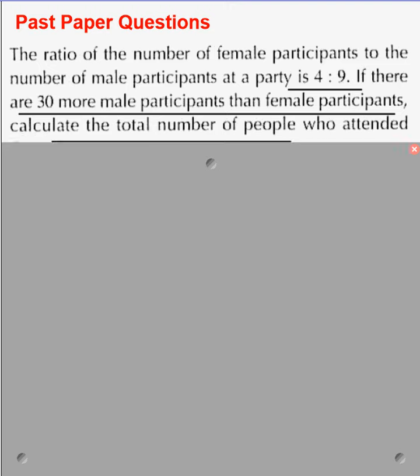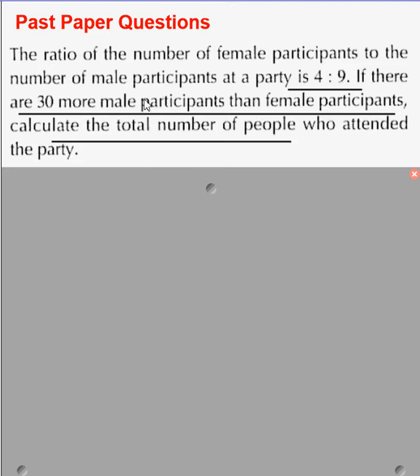For example, in this question, if you read here, we are talking about a party where female and male have participated. The ratio of the female participants to the male participants is 4:9. Now, this is not representing the actual number of males or females in the party, because the ratio is expressed in the simplified form, right?